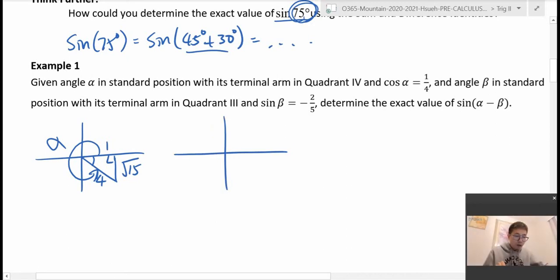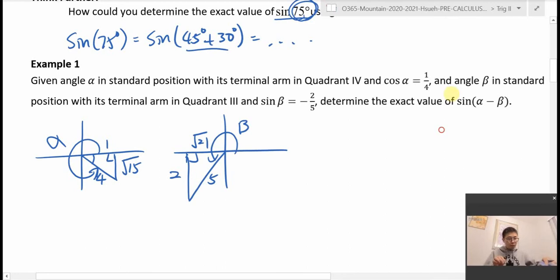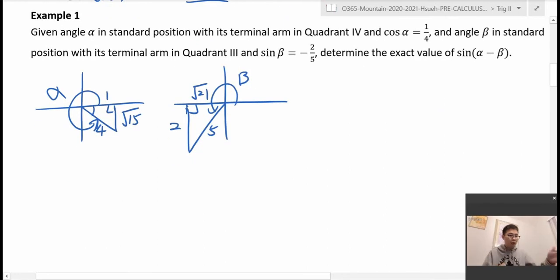And it says angle beta is in quadrant 3. So here is my quadrant 3, and here's my angle beta. Sine of beta is opposite over hypotenuse, so 2 over 5. Again, we can find the third side, in this case the adjacent side, by using the Pythagorean theorem. So I have my two triangles ready. Then we can evaluate sine of alpha minus beta.